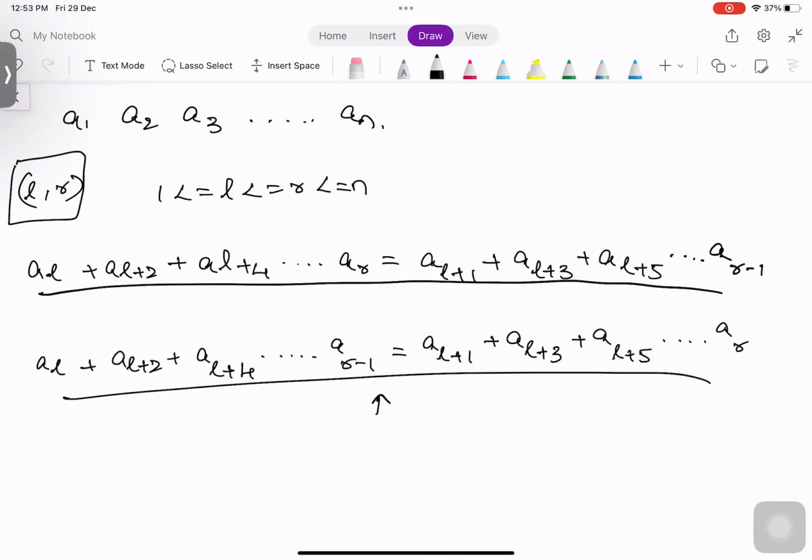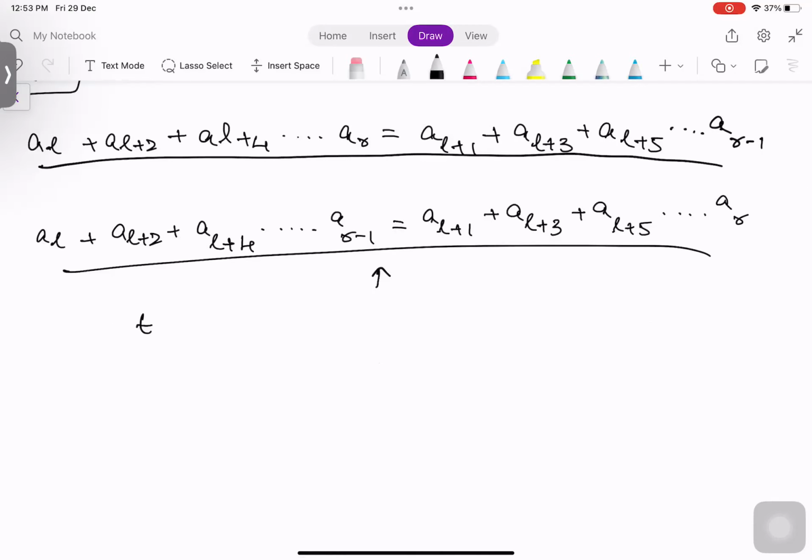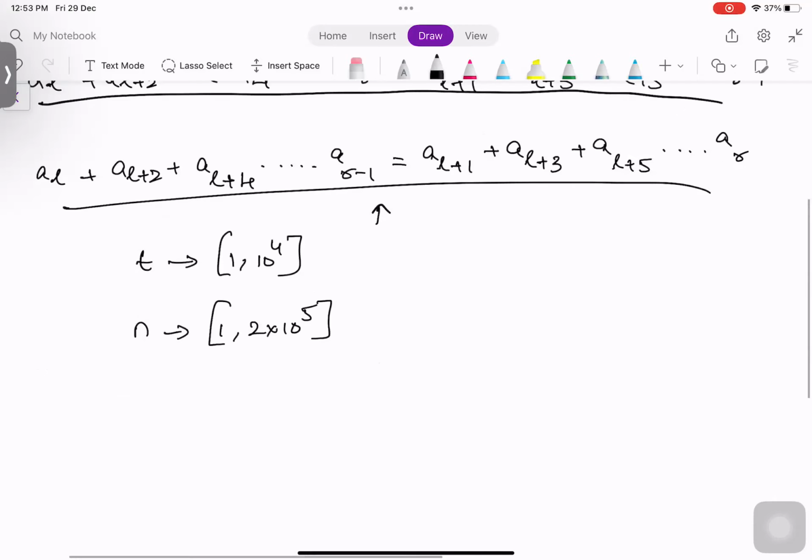Looking at the constraints of the question, we are given that we have t test cases, where t is in the range of 1 to 10^4. n is the size of the array, where n is in the range of 1 to 2 times 10^5. The array elements ai are in the range of 1 to 10^9. It is also given that the sum of n over all test cases does not exceed 2 times 10^5. These are the constraints of the question.